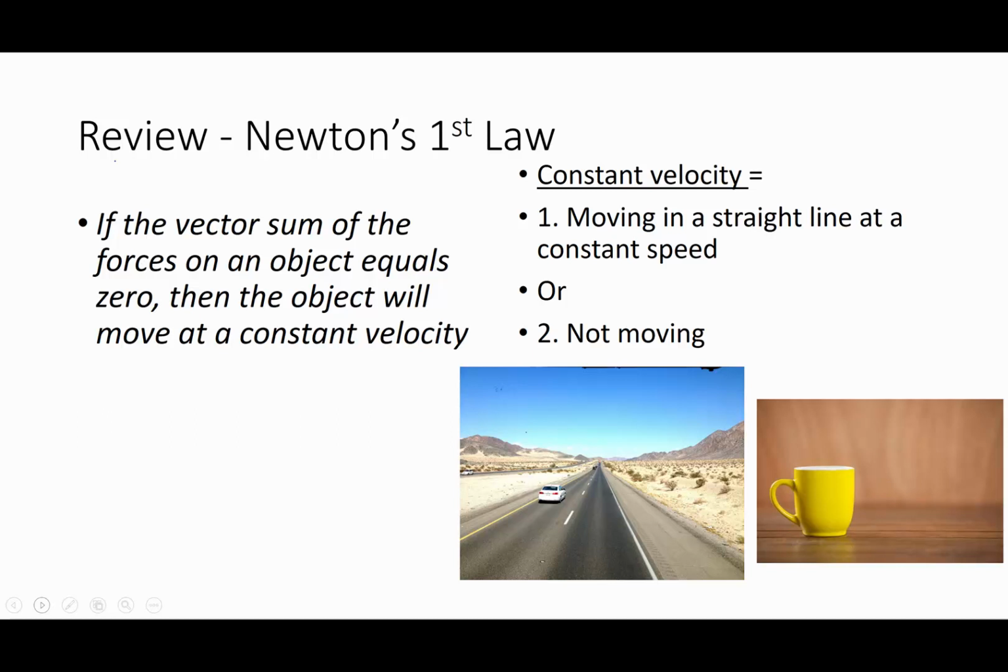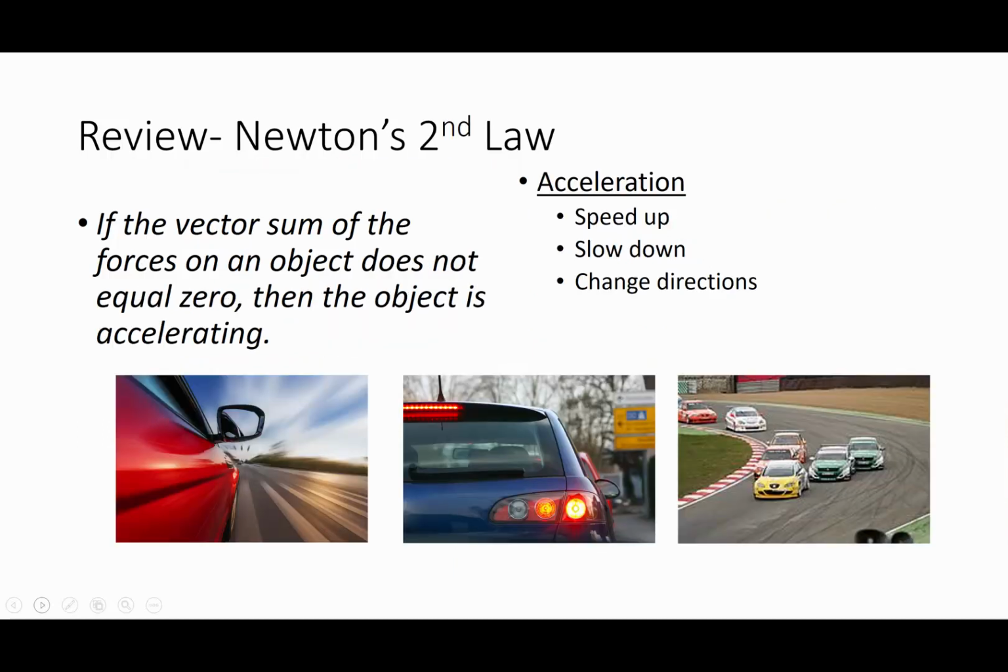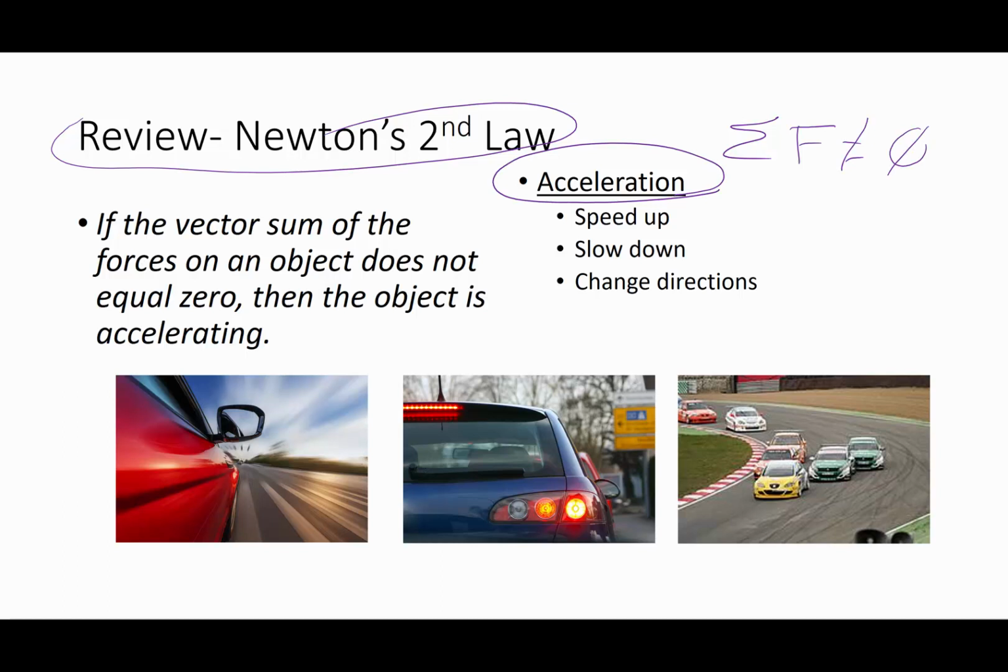If you recall, Newton's first law says if the vector sum of the forces on an object equals 0, it's going to move at a constant velocity. So if I've got something moving at a constant speed in a straight line or not moving, then I know the sum of the forces on that object equals 0. Newton's second law says that if the sum of the forces acting on an object does not equal 0, it's going to be accelerating. And we've talked in the past about the fact that there are three ways to accelerate: speed up, slow down, and change direction.